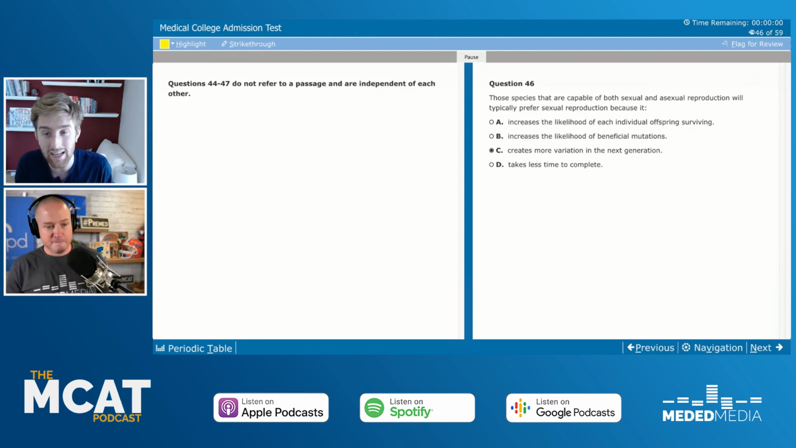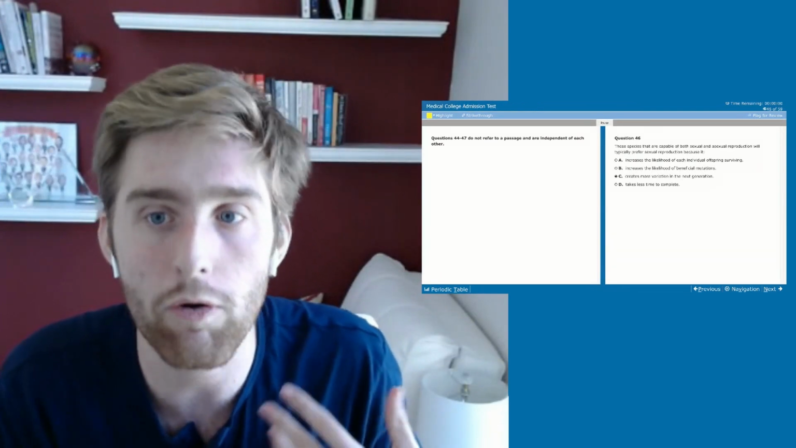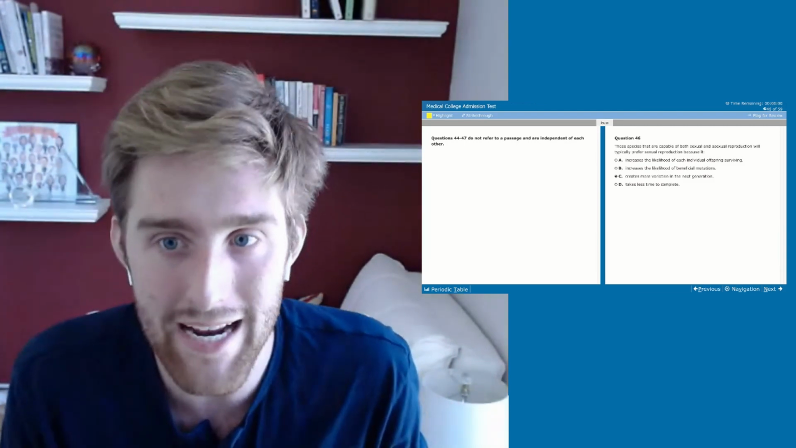Lots of the other answer choices here rely on misunderstandings of how evolution itself works. So, if we look at A, increases the likelihood of each individual offspring surviving, in a lot of cases that's actually not necessarily true. Certainly, sexual reproduction is good for the whole species because it improves variation across the entire species. But often sexual reproduction leads to unfavorable genes being expressed in the next generation, even though they weren't necessarily expressed in the parent generation just because that parent generation made it to adulthood.